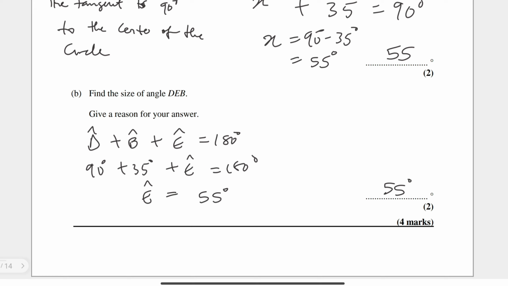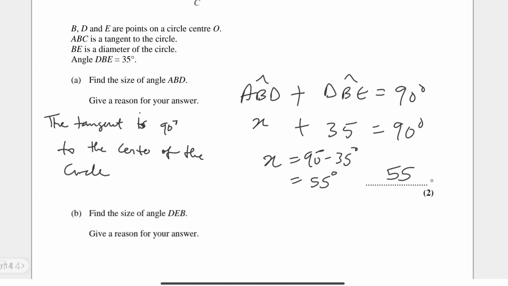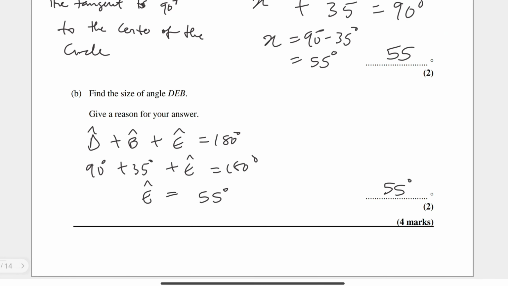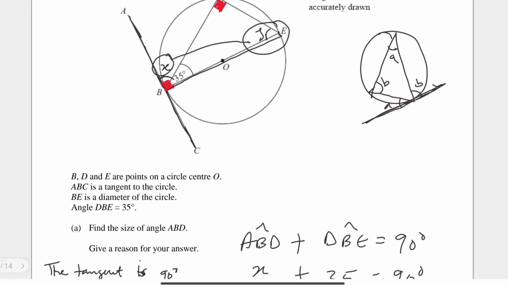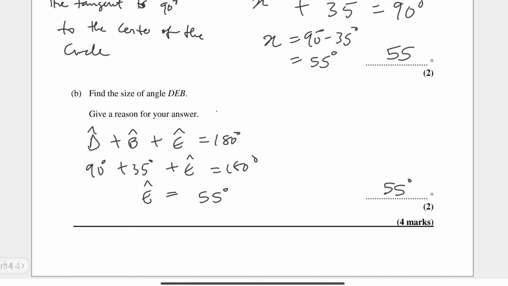So I can say that the reason for this is DEB plus DBE are complementary angles, meaning they add up to 90 degrees. Or I can say that DBA equals DEB. So the reason is DBA is equal to DEB.